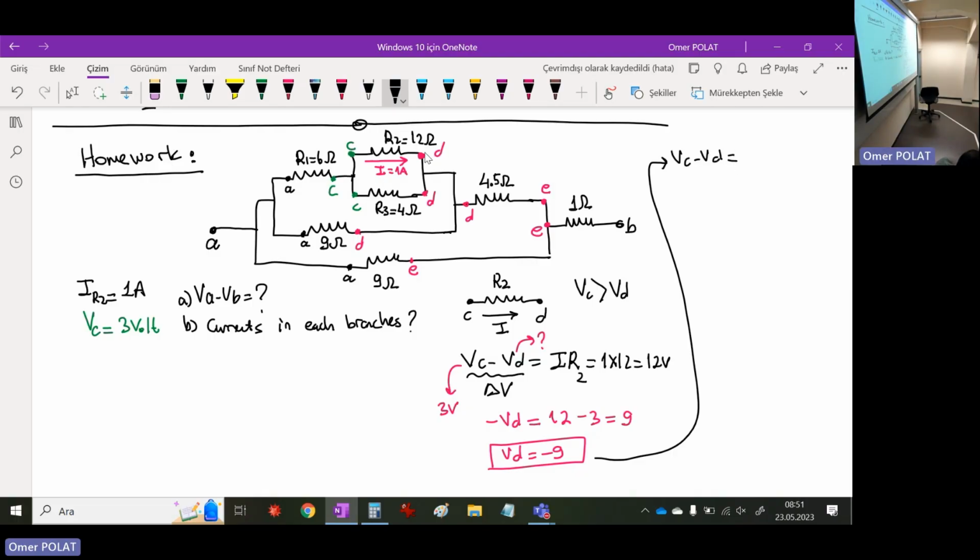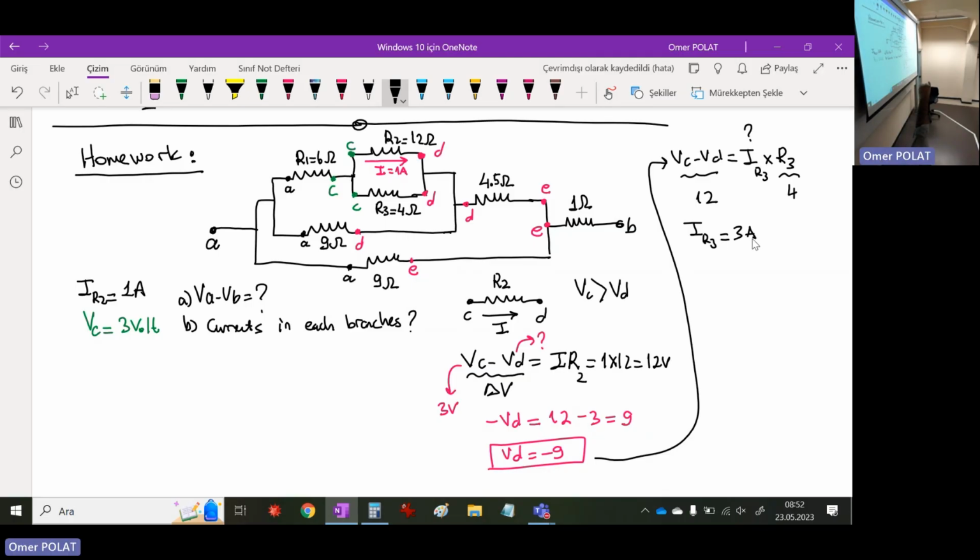VC minus VD also can be written as a function of R3. Let's say this is the current I. This is the current on R3 times R3. So why am I writing VC minus VD from the other branch? Because I want to calculate the current on R3. So this is my question. VC minus VD, 12, we have already calculated 12. This is 4. What is the current of R3? 3 amperes.